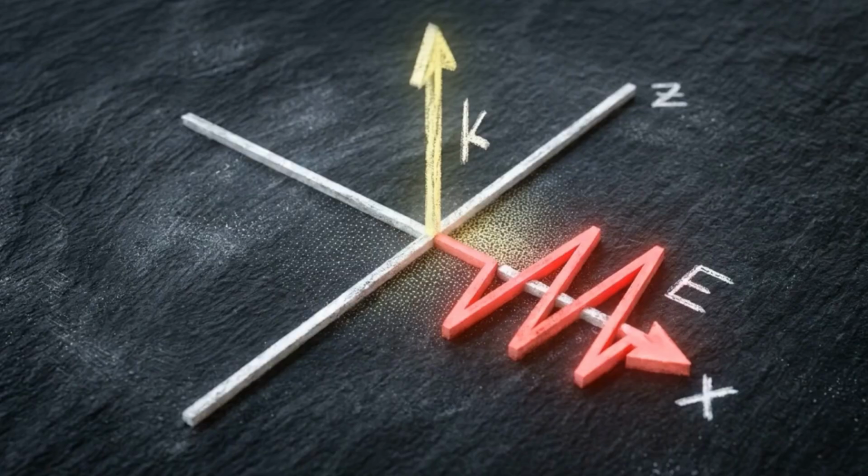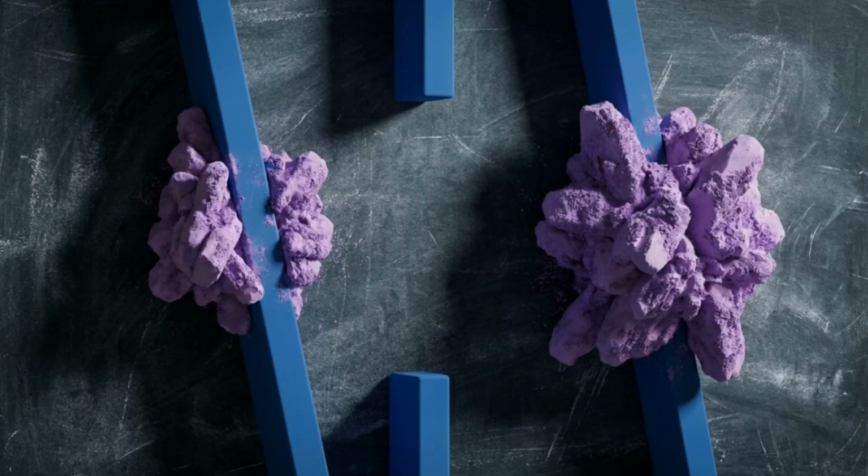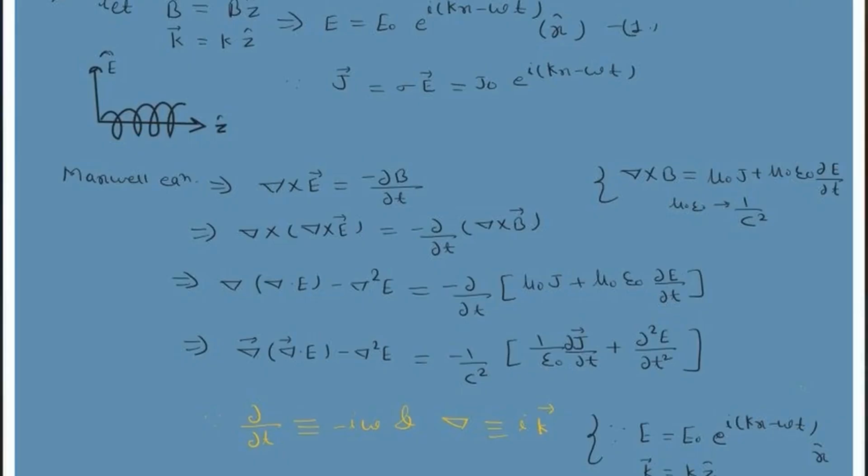Because of this parallel alignment, the electromagnetic wave cannot propagate independently. As it moves, the field lines act like physical rails, dragging the surrounding charged plasma fluid along with the wave's oscillations. We begin the derivation with classical electrodynamics.